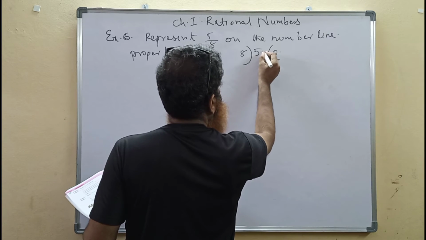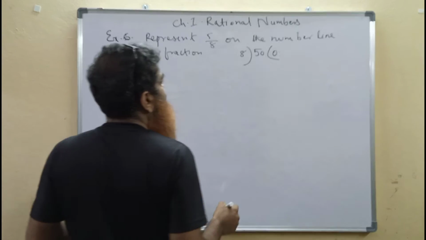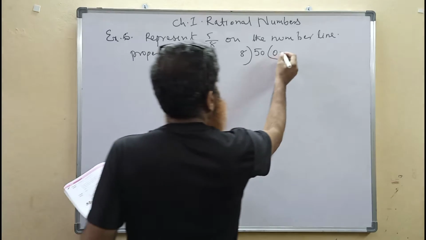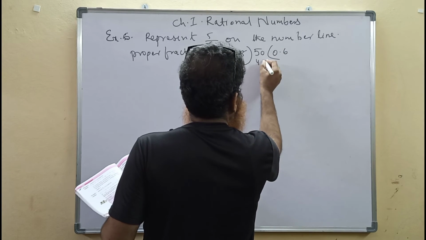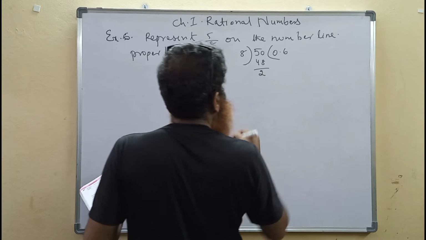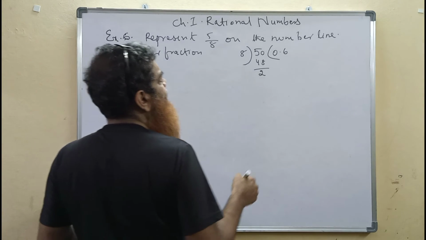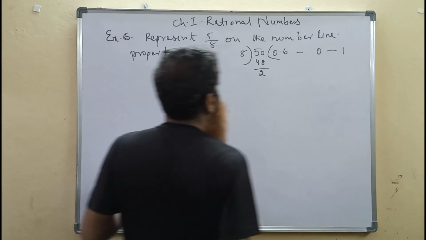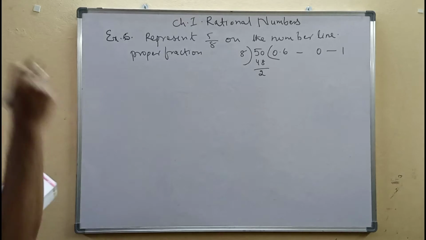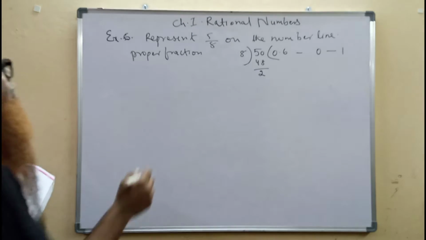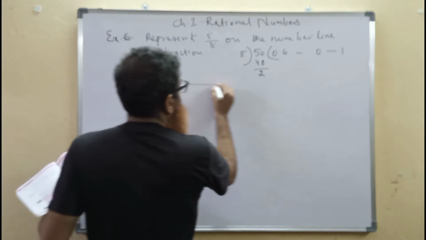So we take a decimal, making it 50, making it bigger so that we can divide it. 8 sixes are 48. There is a remainder 2 here. So it is 0.6 plus remainder. So it lies in between 0 and 1. We can understand from this that 5 by 8 lies between 0 and 1. Let's draw the number line.